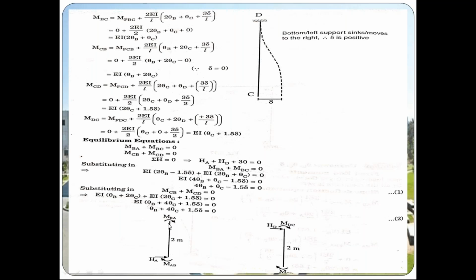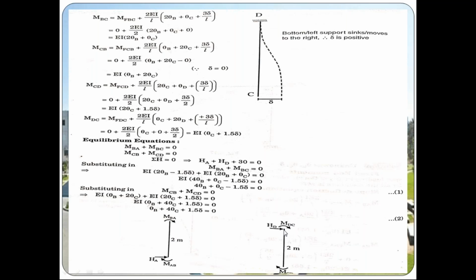So this is for span AB. This particular diagram is for span AB. So the bottom support is A and the top support is B. We are assuming HA is acting towards right, and we are having moments. We are also assuming that both the moments will be clockwise, MAB and MBA. Since the support A is fixed support, moment will be there, so we are assuming MAB in clockwise. Similarly, joint B is intermediate, so moment will be there, and we are assuming a clockwise moment MBA.